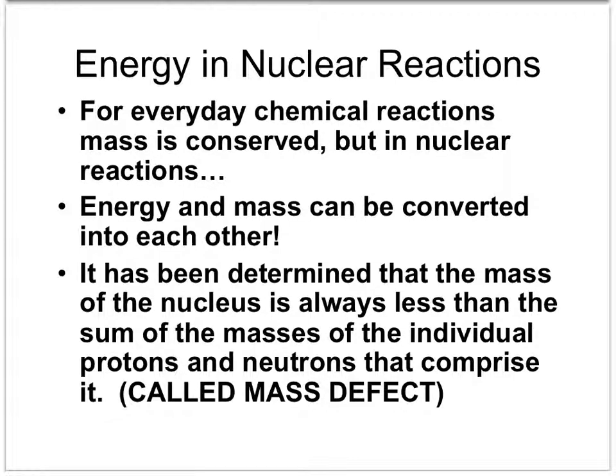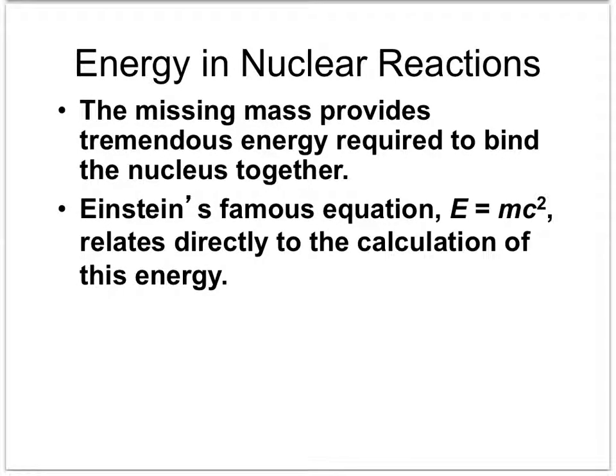So how do we explain this? The missing mass provides us tremendous energy required to bind the nucleus together. Einstein's famous equation, E equals mc squared, relates directly to the calculation of this binding energy, the energy that holds the protons and the neutrons together.